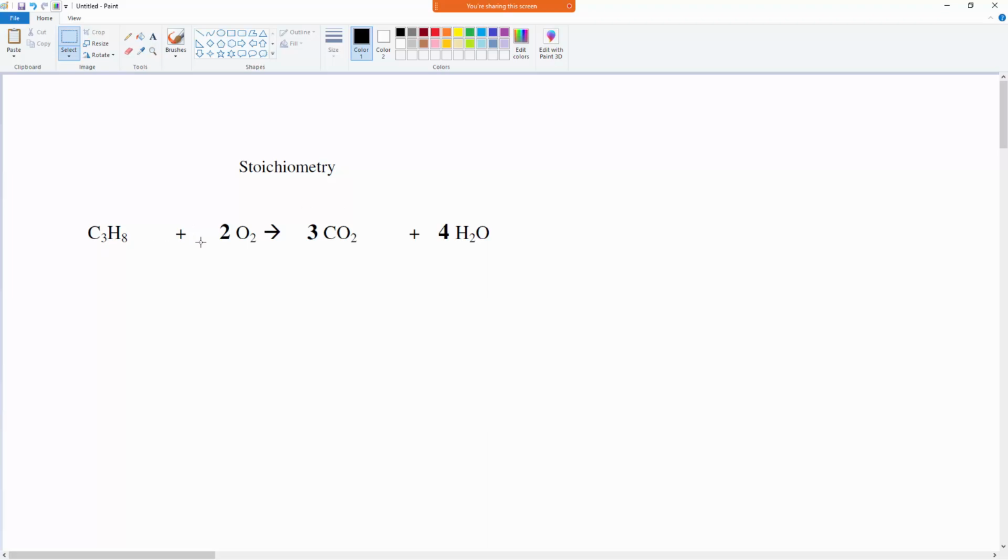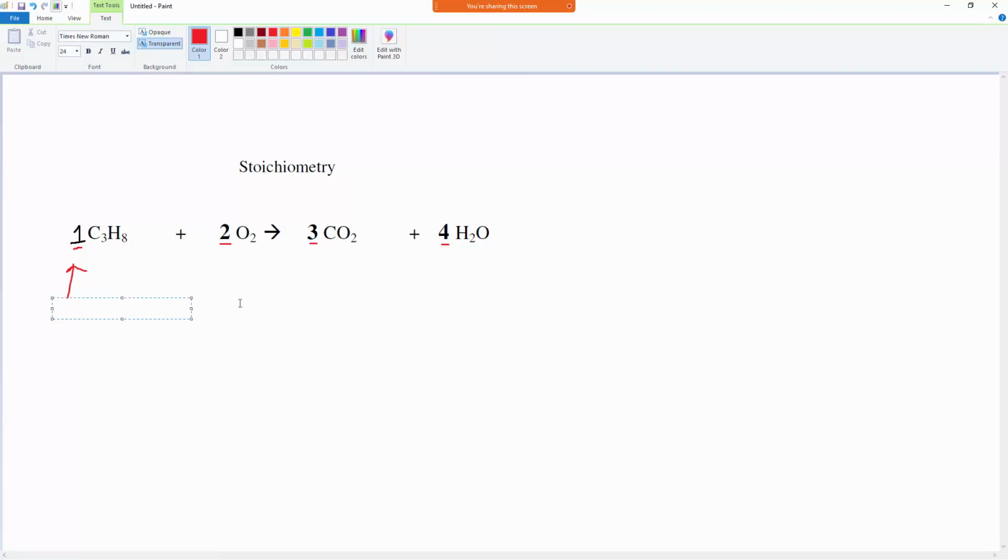Are there any questions about where these numbers came from? And we've got additionally kind of an invisible 1 here. There's nothing there, that means there's a 1 there. These are our coefficients of the balanced equation.